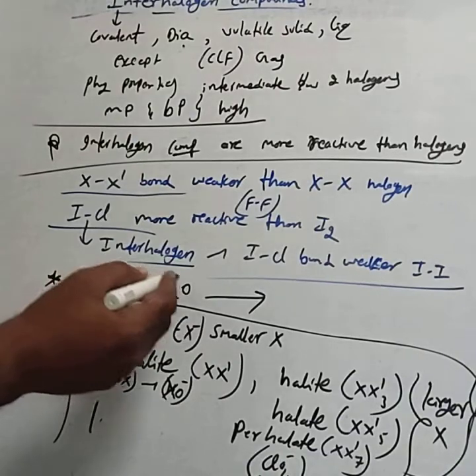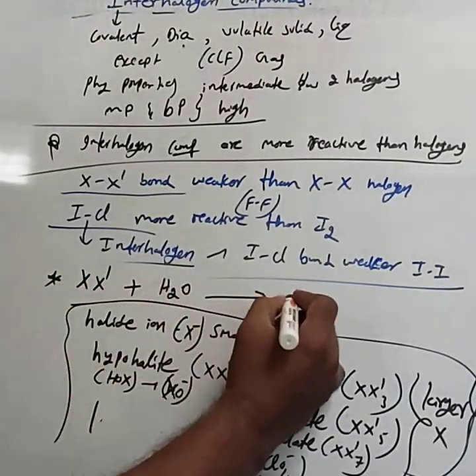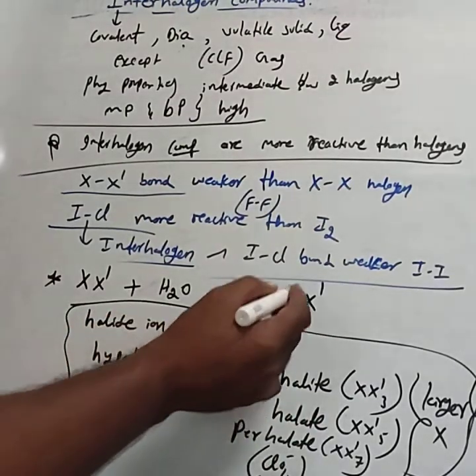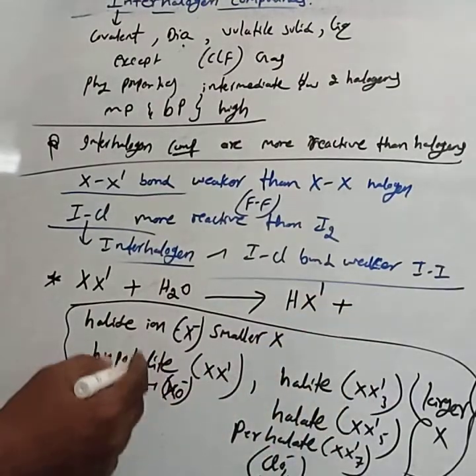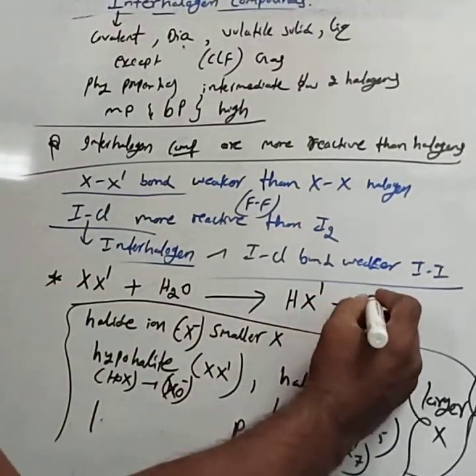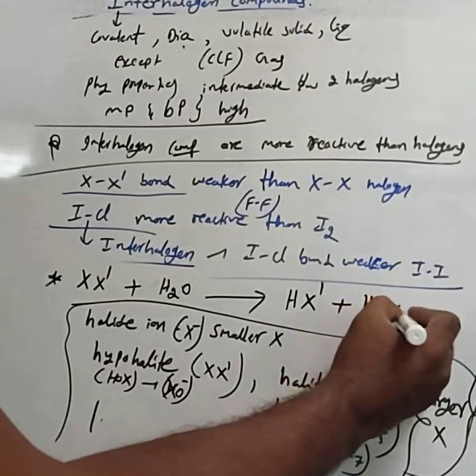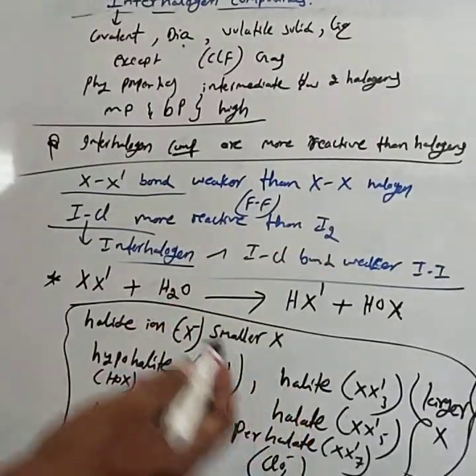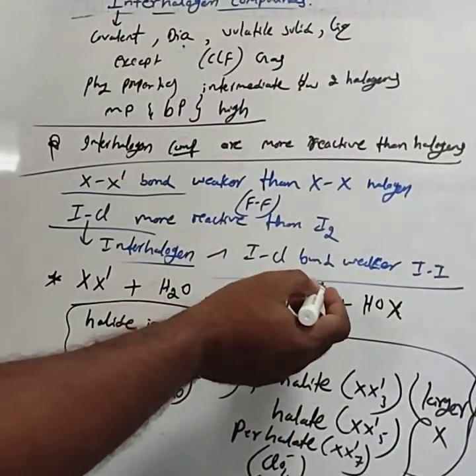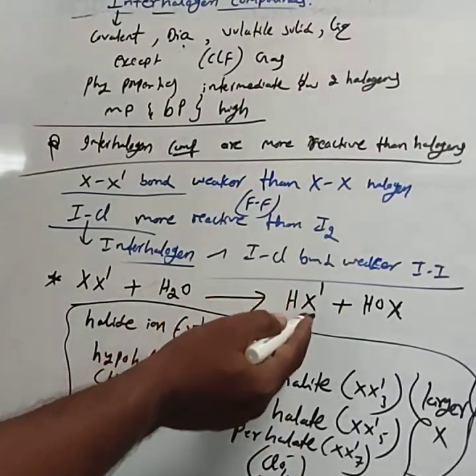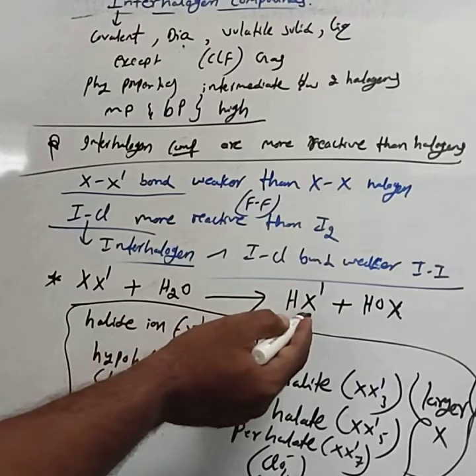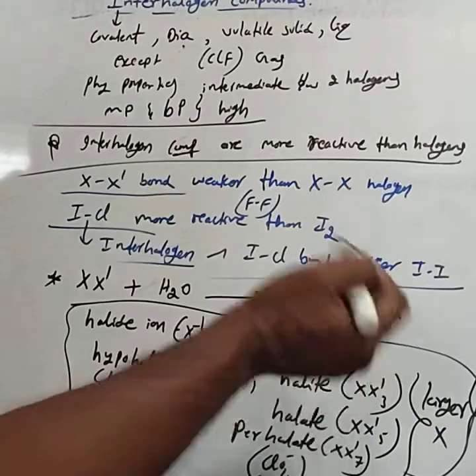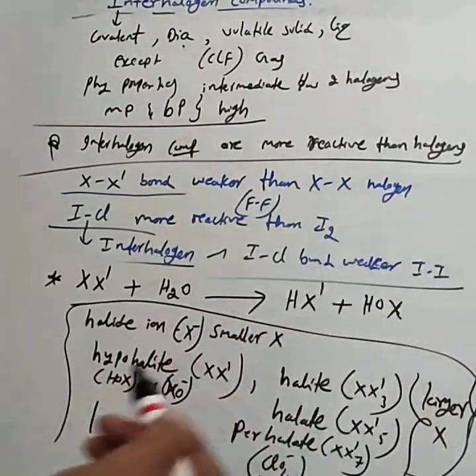XX' plus H2O. Then we get a halide ion, that is HX', from the smaller halogen, and hypohalous acid, HOX, from the larger size halogen atom. This is the most important point. This X' representation is most important. For the halide formula you can use the smaller halogen, and for the hypohalite anion, XO minus or HOX, hypohalous acid, you can use the larger size halogen.